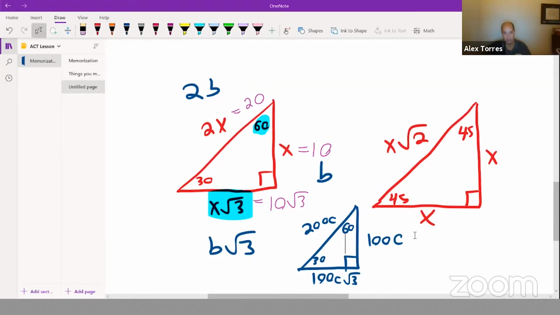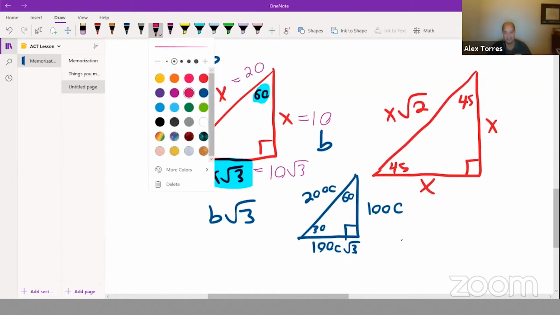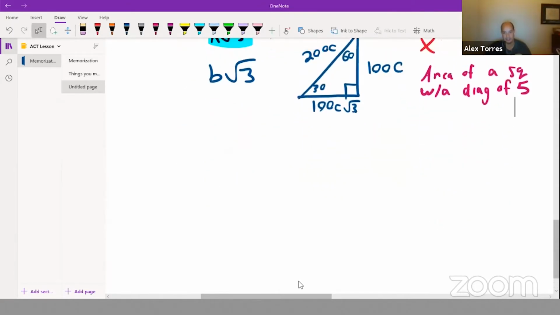And one more quick way, you can tell this is a more important topic than the rest. I'm almost sensing it from the way I'm talking without realizing it. But one question would be, what's the area of a square with a diagonal of 5, let's say? So what's the area of a square that has a diagonal length of 5?